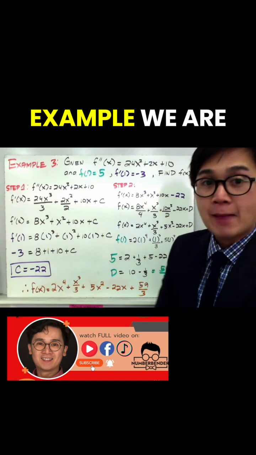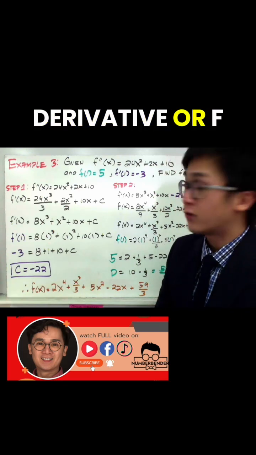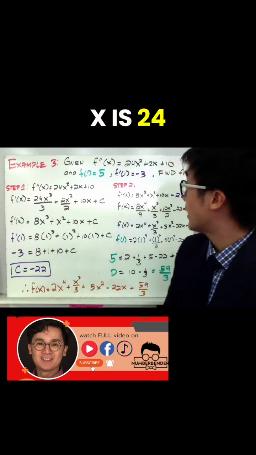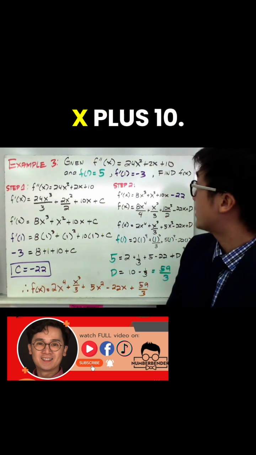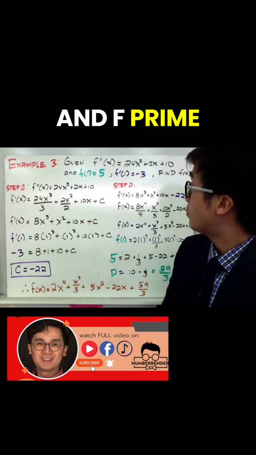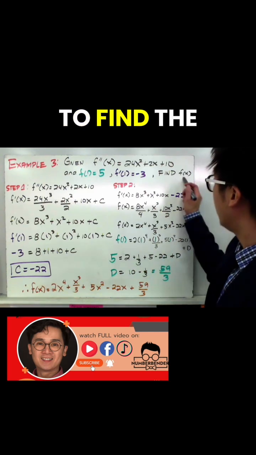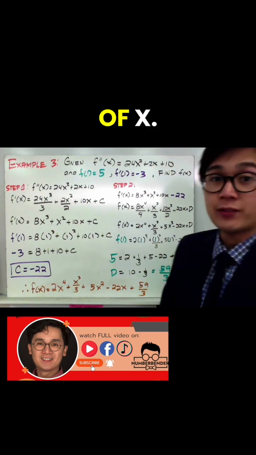Now for this example, we are given the second derivative. So the second derivative, or f double prime of x, is 24x squared plus 2x plus 10, and f of 1 is equal to 5, and f prime of 1 is equal to negative 3. Our goal is to find the original function f of x.